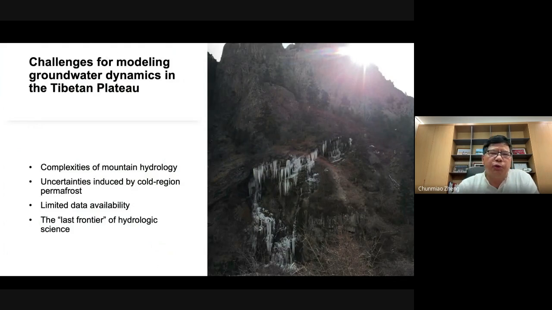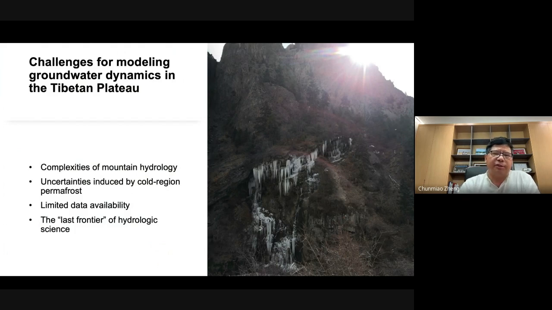And to model groundwater dynamics in this type of region, in the Tibetan Plateau, is extremely challenging. I just listed a few here. First is the mountain hydrology, complex terrain, which introduces a lot of complexity. Then this cold region, permafrost, induces a lot of uncertainties in hydrological processes. And importantly, in this type of region, there is very limited data available. So that's a major concern.